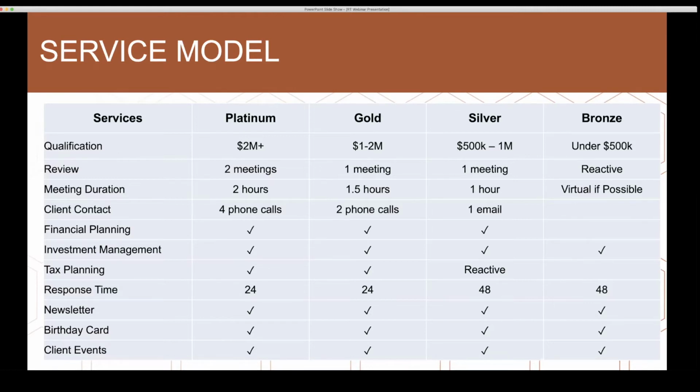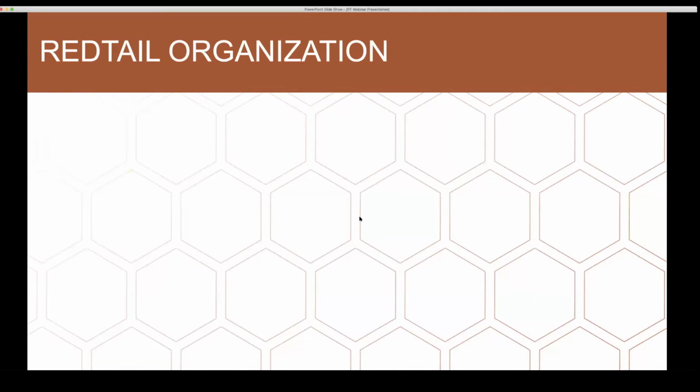So, moving forward, we've identified who it is that we serve and how we're going to service them. We need to get this organized in Redtail, which is a necessary evil. Might not be the funnest part, but we do need to have Redtail well organized in order to make all of this happen. So let's talk about Redtail organization.